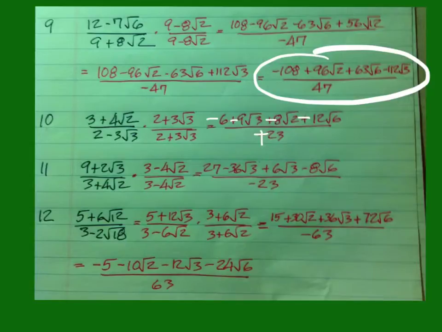And the same thing on number 11. The signs should have been changed. I did not finish that step. That should be a negative 27 plus 36 square root of 3 minus 6 square root of 3 plus 8 square root of 6 over a positive 23.